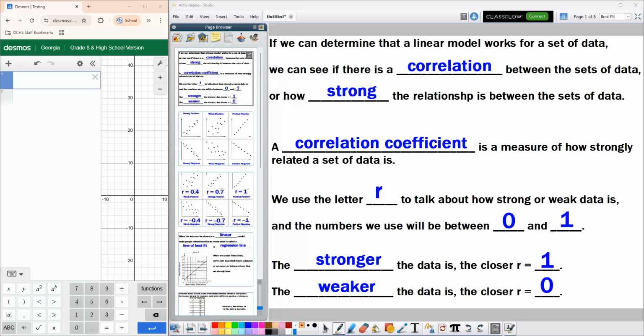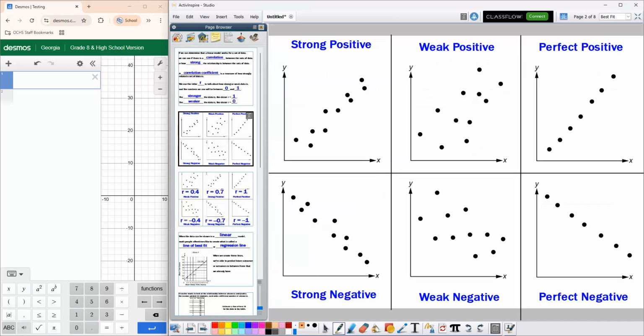The stronger the data is, the closer R is to 1. And the weaker the data is, the closer it is to 0. And of course, if it's 0, then there is no correlation. If it's at 1, we'll talk about it in a second.